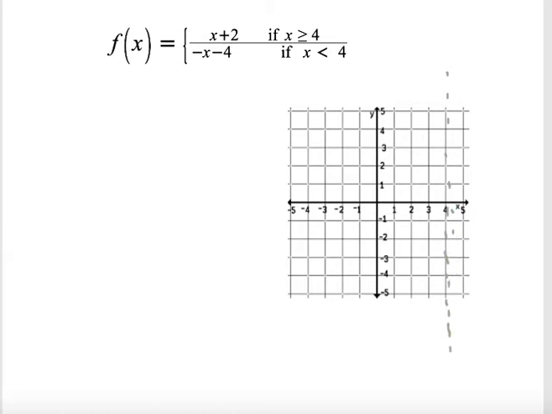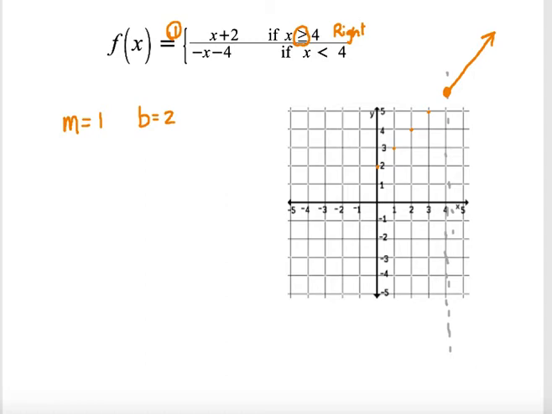All right, so for my first function, I'm going to graph x plus 2. So that function is going to have a slope of 1 and a y-intercept of 2. So if I graph that, 2 and a slope of 1. Now notice that I want this function to be to the right of 4, but I also want it to include 4. So I'm going to have a solid dot when I get to 4, and I'm going to continue the trend with a slope of 1.